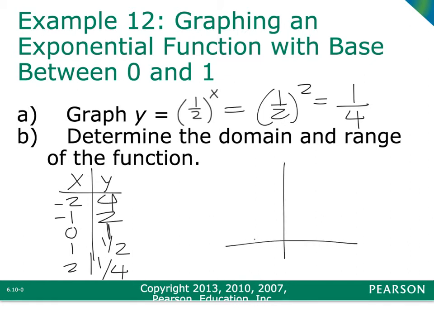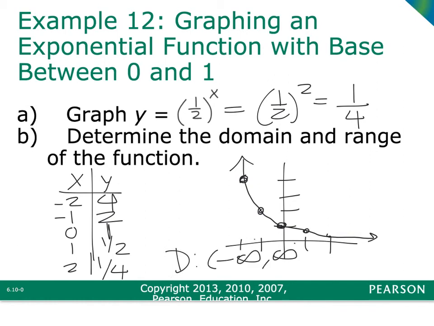When you go to graph these, you're going to get exponential decay. The points are (negative 2, 4), (negative 1, 2), (0, 1), (1, 1/2), (2, 1/4), and it'll continue to get closer and closer to the x-axis but not touch it. So your domain is still the same, all real numbers; you can go left and right forever. Your range is also still the same. The lowest number you ever encounter is almost 0, and you go infinitely high.